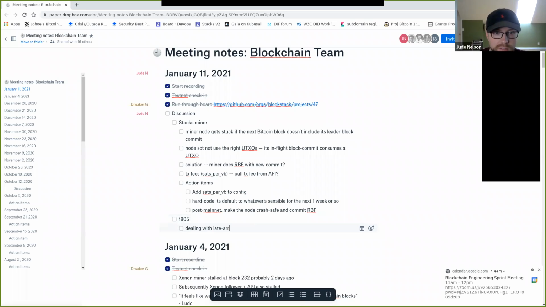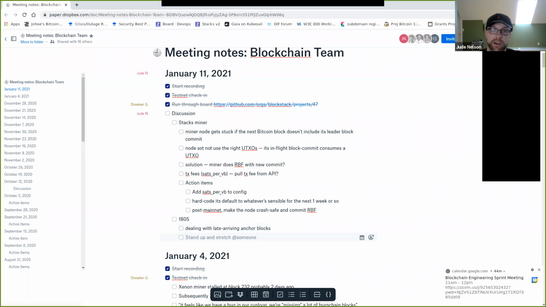Dealing with late arriving anchor blocks. The second piece of 1805, and this is something I think we were bitten by recently, is what happens if none of your peers have an anchor block that is actually built upon by the network. You have to be able to do a few things. First of all, without having processed any Stacks blocks, you have to be able to tell: is this reward cycle expecting an anchor block? And if so, how does that affect my chain synchronization?